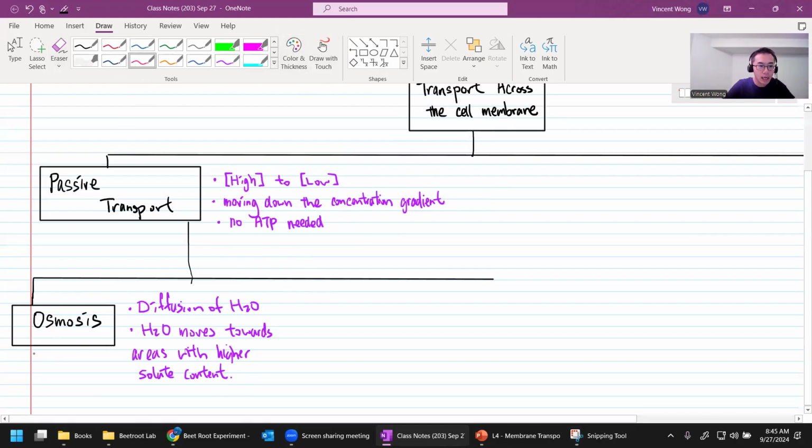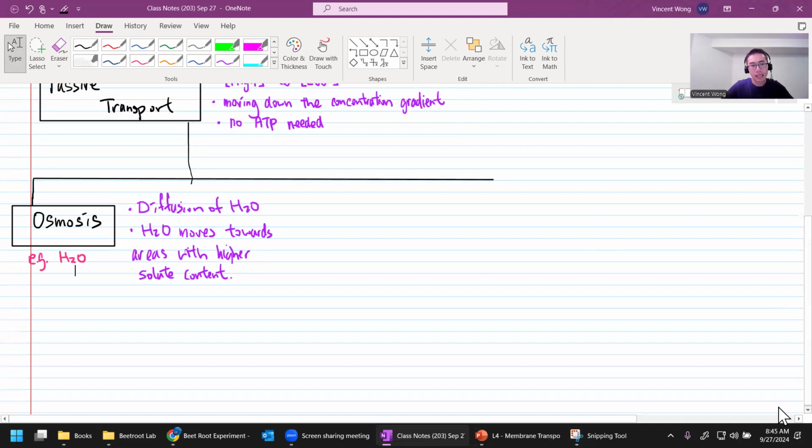Okay, so for osmosis, the only example is water. And that's the only thing that fits the description of osmosis. And this happens without effort, without ATP. It just does.